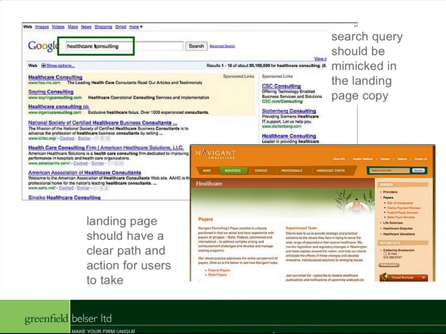Here's an example of what that would look like. We've used one of our clients, Navigant. If someone's searching for healthcare consulting and a number of terms come up, the search query should mimic what that landing page is. So in this example, they would land on a healthcare consulting vertical page of Navigant, which is actually 2 pages down. And the page that they land on should have a clear path and an action for users to take. So in this example, you're able to download and click articles and relevant papers that Navigant had published in the healthcare space.